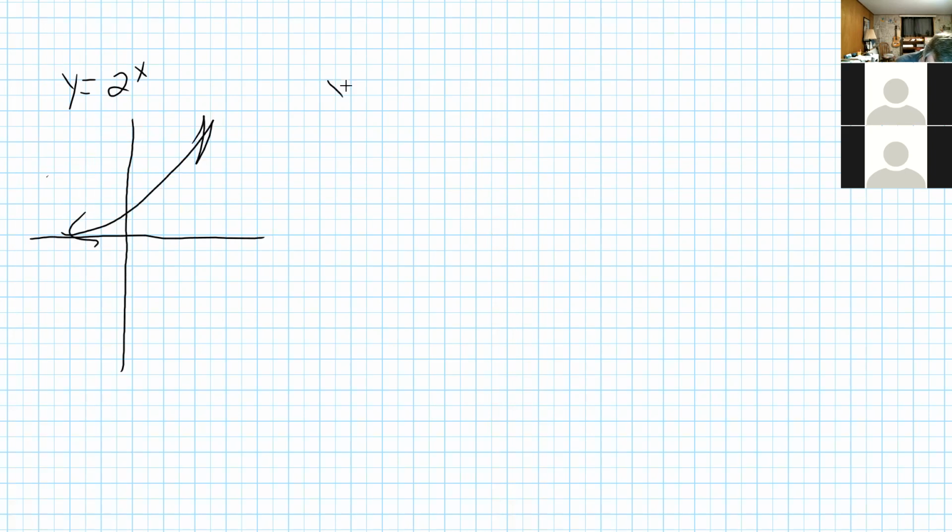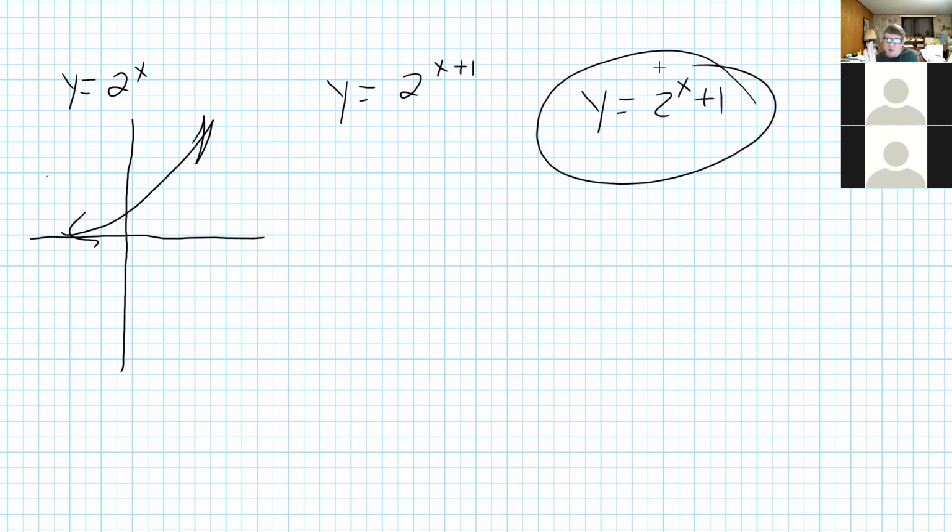Yeah, right. Okay, now, y equals 2 to the x. Looks like that. Y equals 2 to the x plus 1. Now, that's not this. The 1 is a constant out separate. It moves the graph up 1 unit.